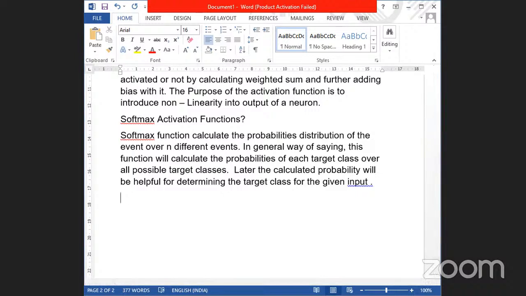Okay, our next question is, what is sigmoid? We'll discuss this. Please write your answer in the comment.